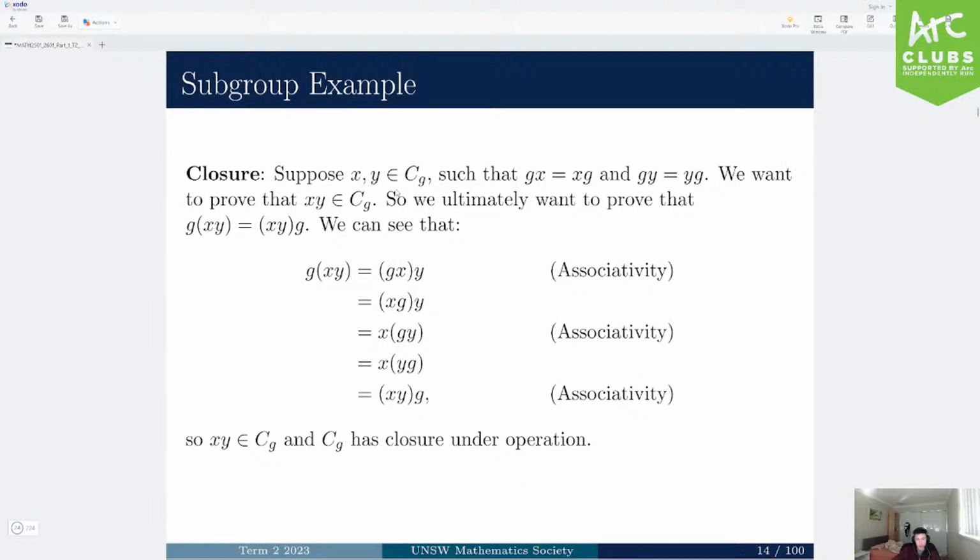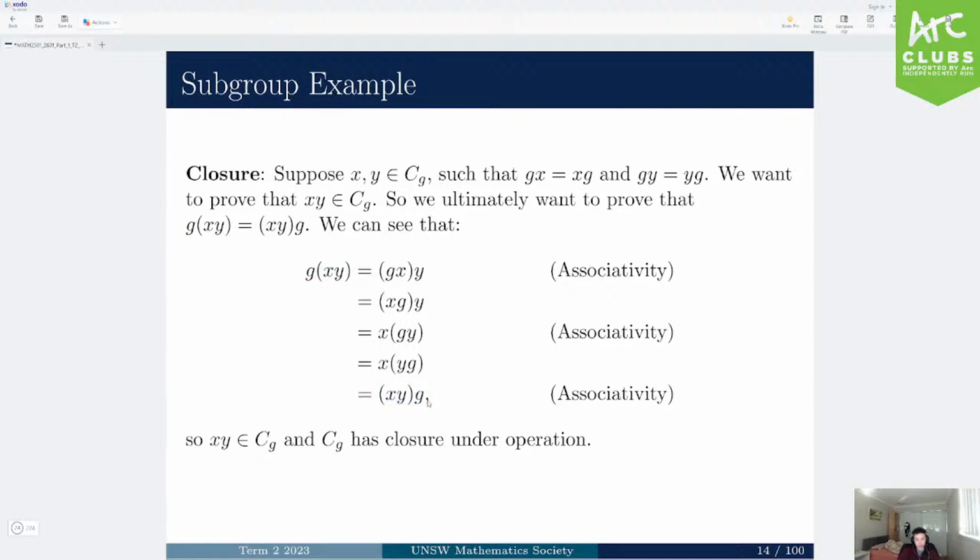We know that x is inside CG, which means that gx is equal to xg. So we can just swap the two elements around, and then in the third line, we can again group up the last two elements because of associativity, and again we know that gy is equal to yg because we know that y is an element of CG. And then again, we can group up any two elements. We just group up the first two, xy, together. And that proves that g times xy is xy times g.